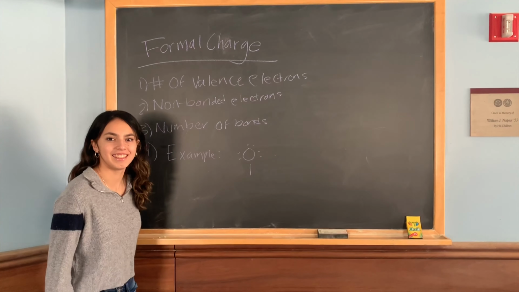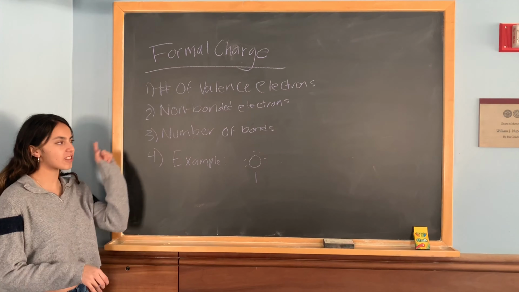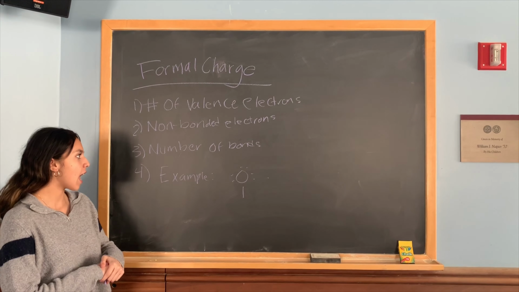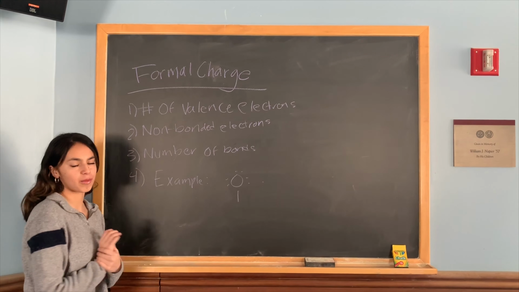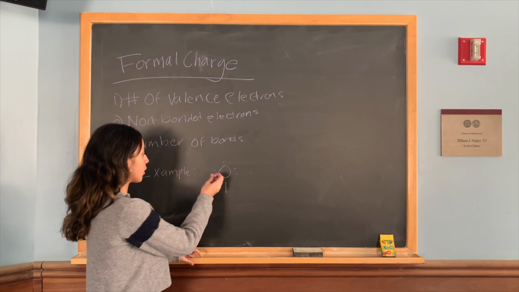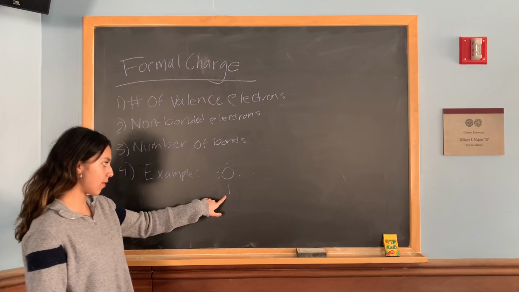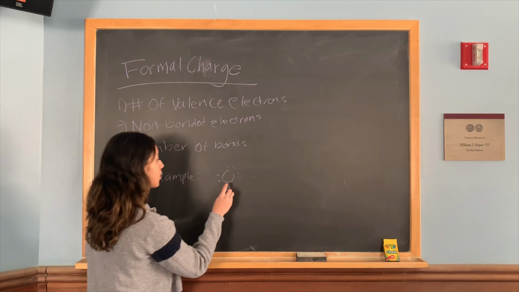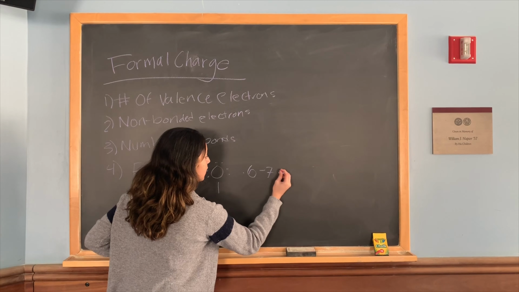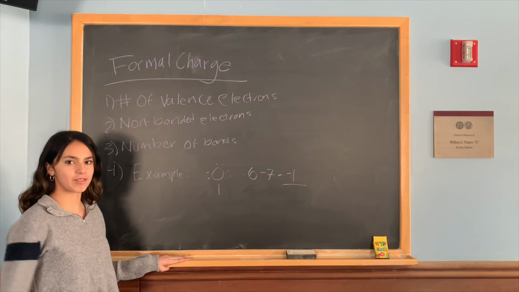Okay, so for formal charge, you need to know the number of valence electrons on that atom, the non-bonded electrons, and the number of bonds. With all this information, you're able to figure out formal charge. So for example, if you take oxygen and look at the bonds I drew, there are 1, 2, 3, 4, 5, 6, 7 total. Oxygen has 6 valence electrons, which you can see on the periodic table. So it's 6 minus 7, which is -1, and that is the formal charge of oxygen. You can do this for all of the atoms.